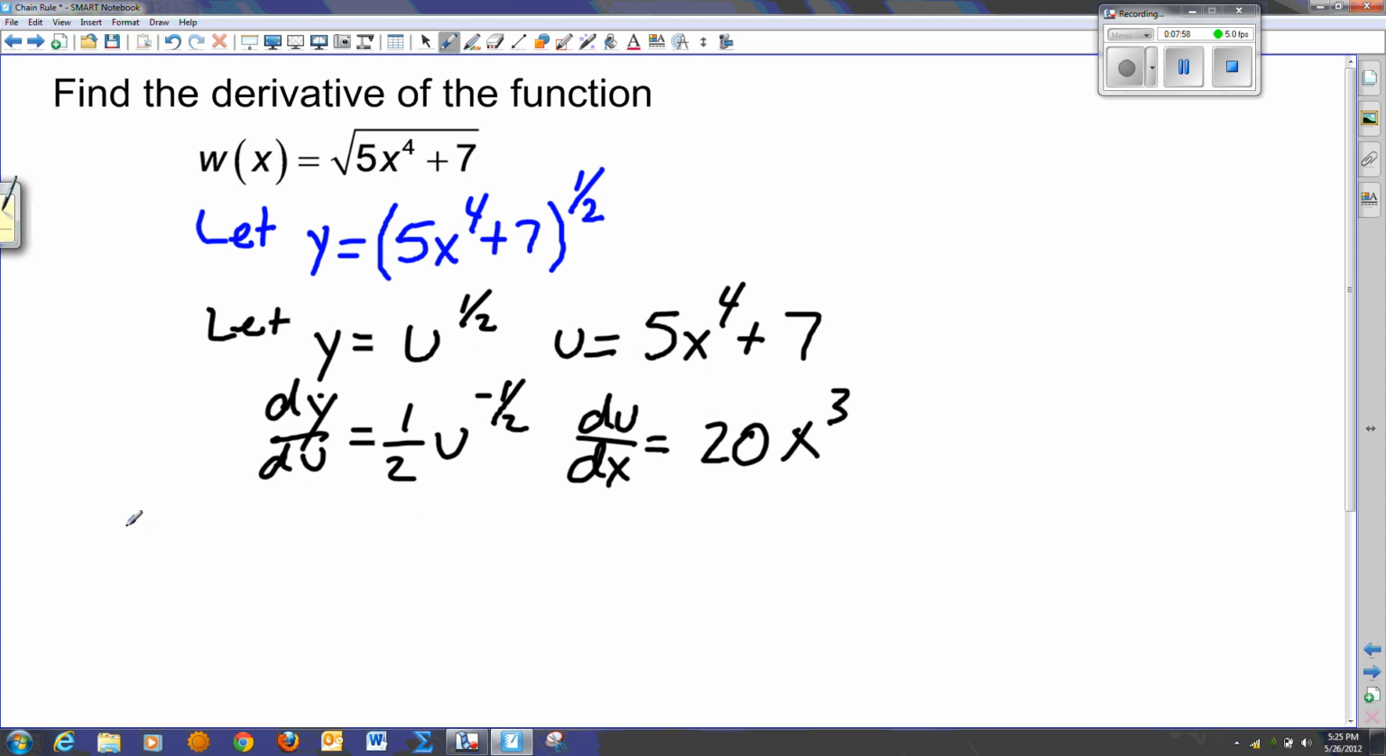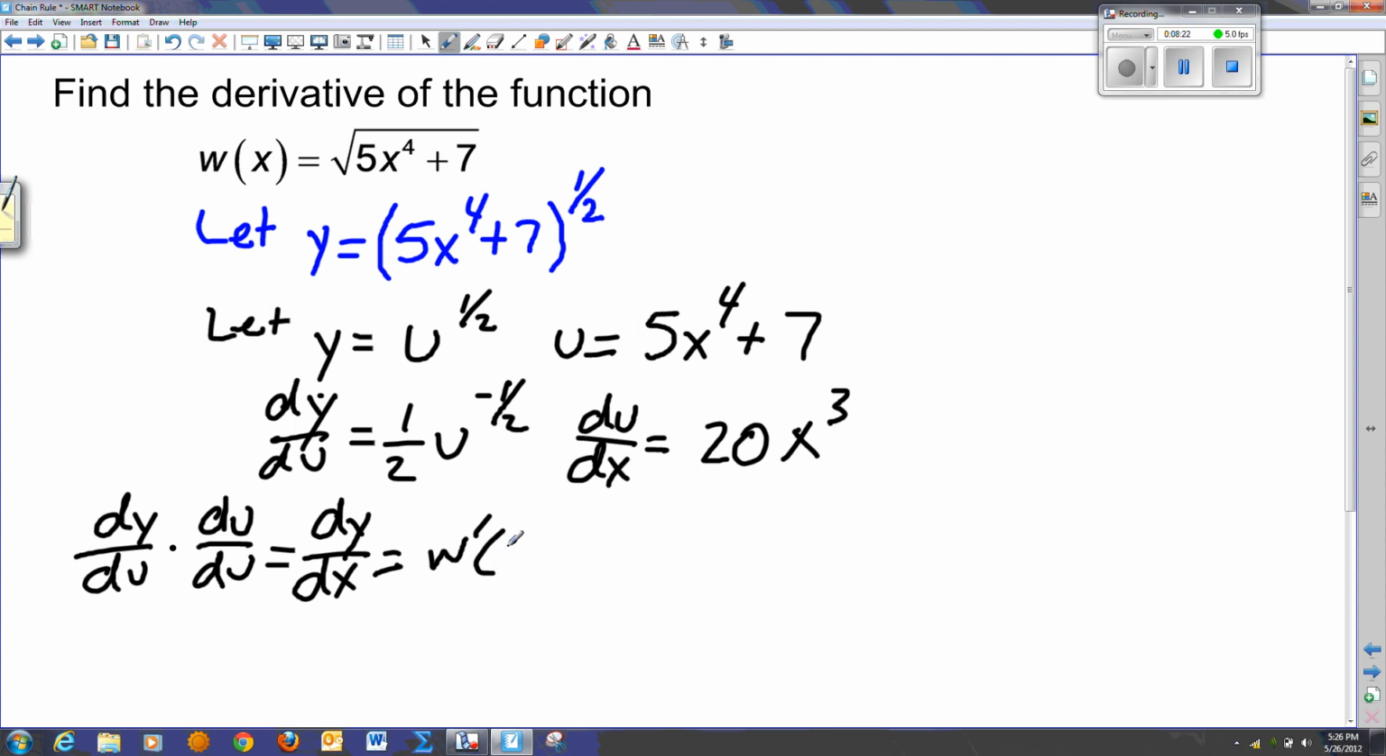Multiplying the two together, I'll do it one more time the long way: dy/du times du/dx. The du's go, leaving me with dy/dx, which is the change in y over the change in x, which is the same as the derivative, which is the same as w prime of x. All that junk's the same. Multiply that out, I get a half u to the negative 1/2 times a quantity of 20x cubed.